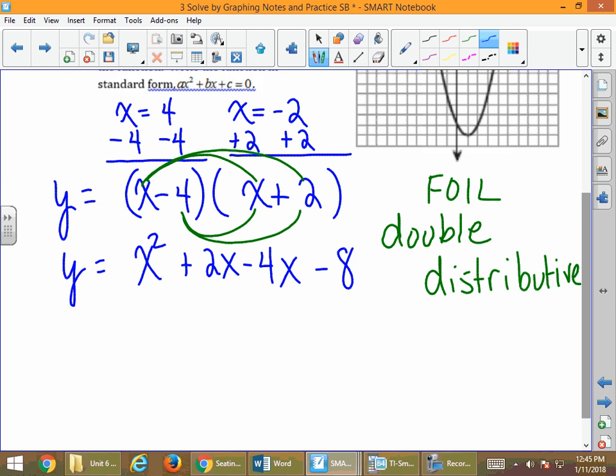And then when we simplify, we get y equals x squared. Like terms here, 2 minus 4 is going to be -2, x minus 8. And if we wanted to be really sure that we got the answer correct, we could type that back into our calculator, and is it the same picture on our screen as what is on our graph?